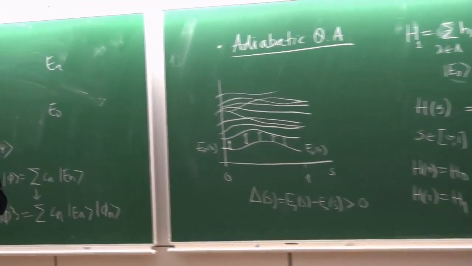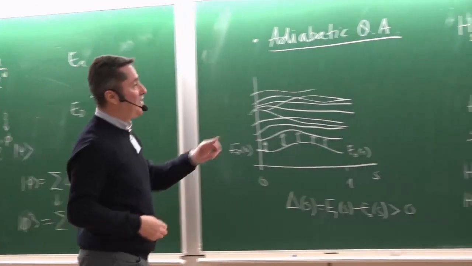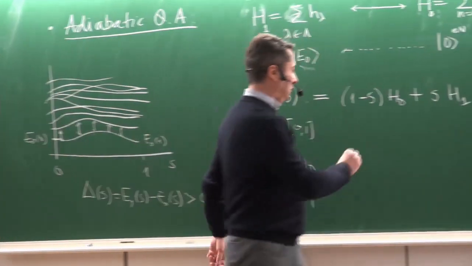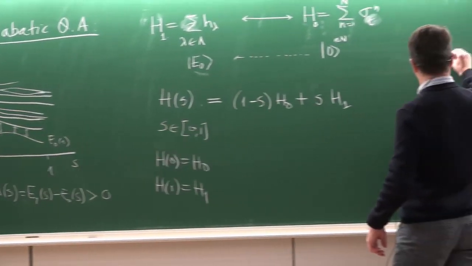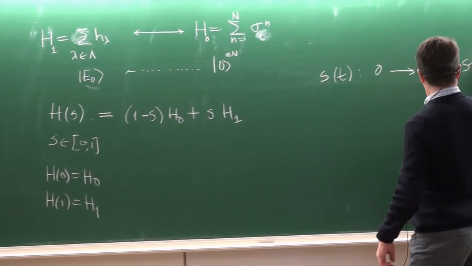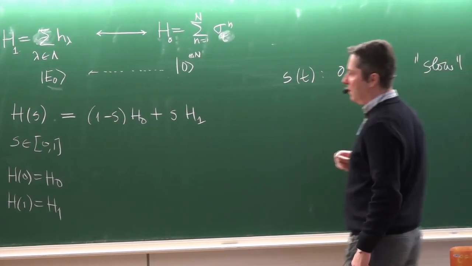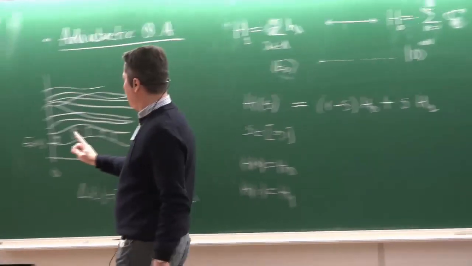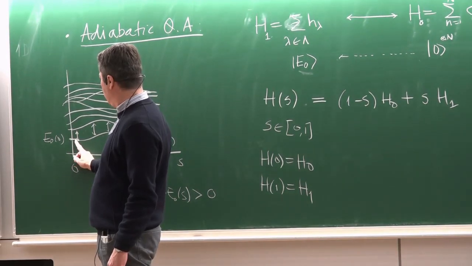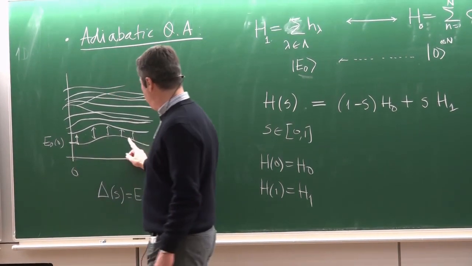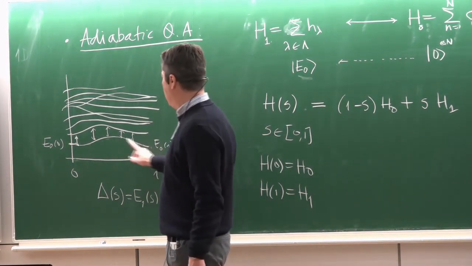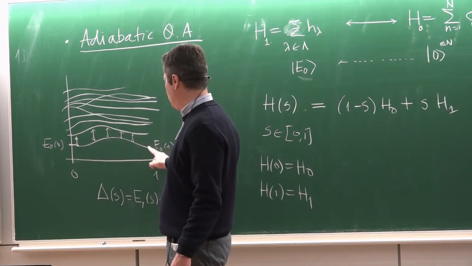Then the adiabatic algorithm tells us that by changing this parameter sufficiently slowly, changing s as a function of time from 0 to 1 slowly, and now we'll see what slow means, if we start with the ground state of H0 and we deform the Hamiltonian slowly, then we will end up in the ground state of H1. So that's what we call an adiabatic evolution.